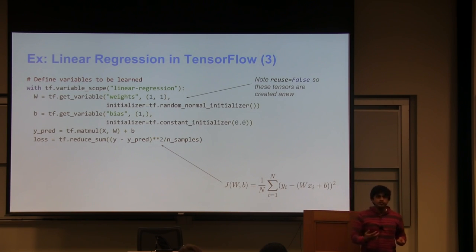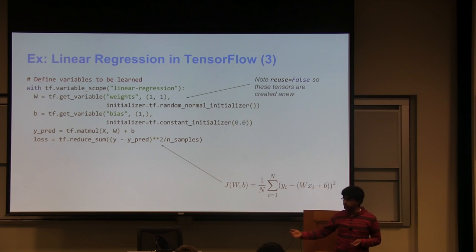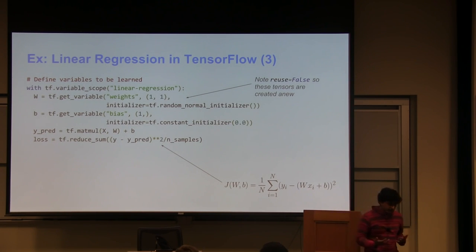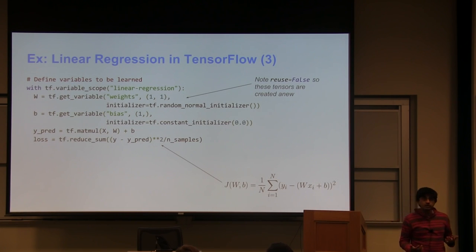You can piece together how this relates to the symbolic mathematics. The reduce sum is like the sigma in the written-out math, and y minus (wx plus b) is basically the y minus y pred squared part. So are there any questions here?